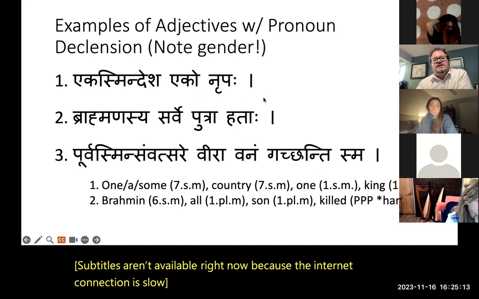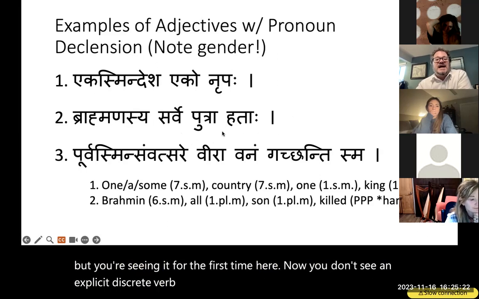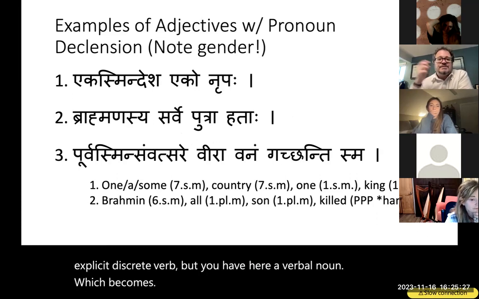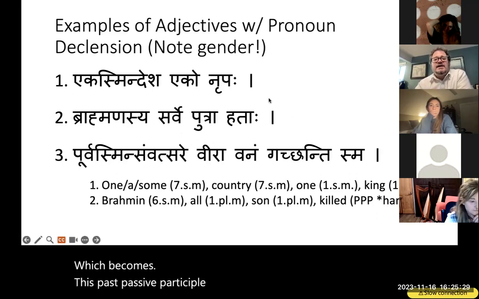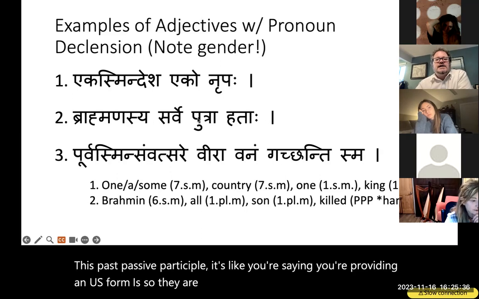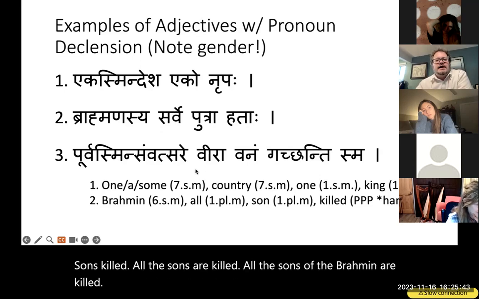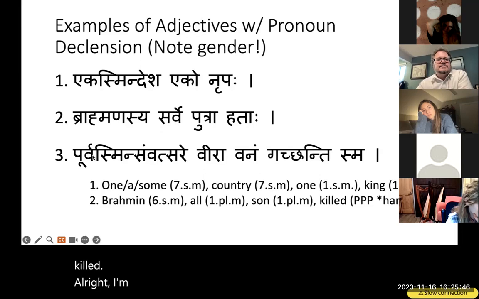This is a very common construction that we're going to learn later, but you're seeing it for the first time here. Now, you don't see an explicit discrete verb, but you have here a verbal noun, which becomes this past passive participle. It's like you're providing an us form, is. So they are killed. Sons killed. All the sons are killed. All the sons of the Brahmin are killed. All right, I'm going to go Atlas.